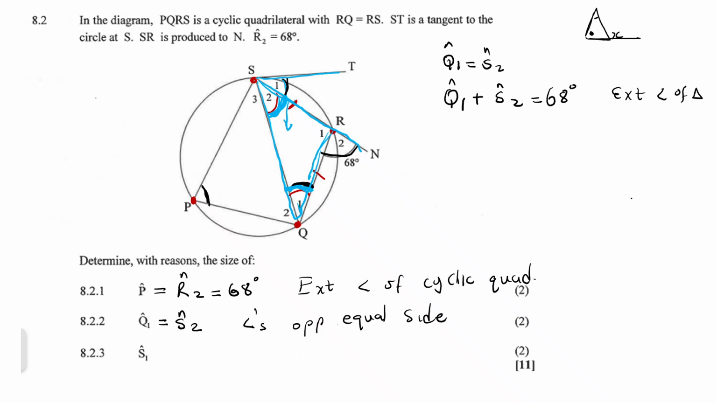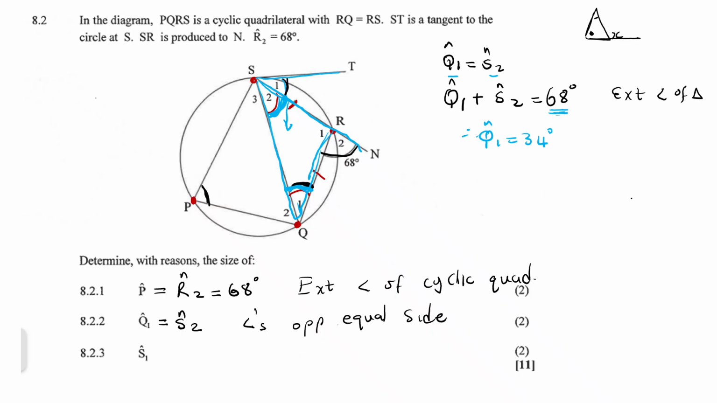So we know that these two are equal, but when you add them you get 68. What is this telling you? That one of these angles is half of this 68. So this tells us that angle Q1 is just 34 degrees. Because remember they are equal, 34 plus 34 will give us 68. So Q1 will be 34.